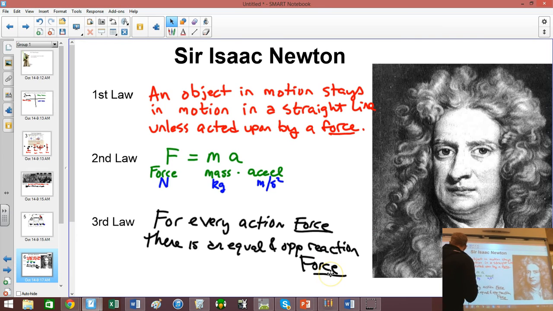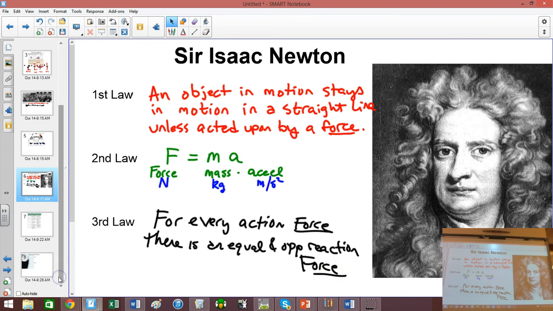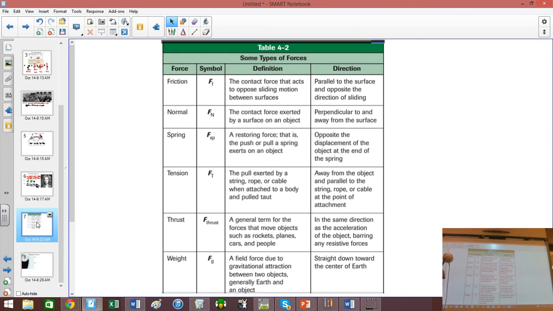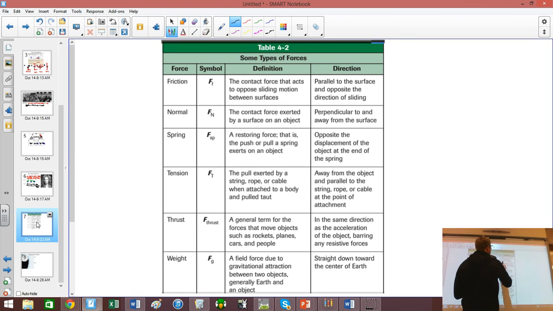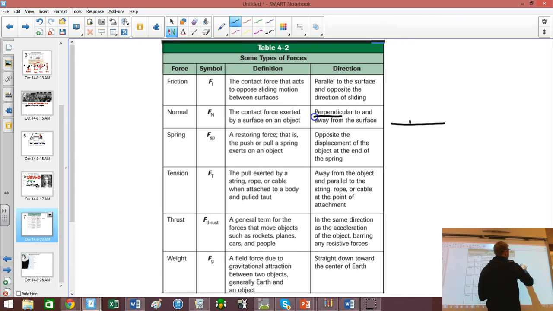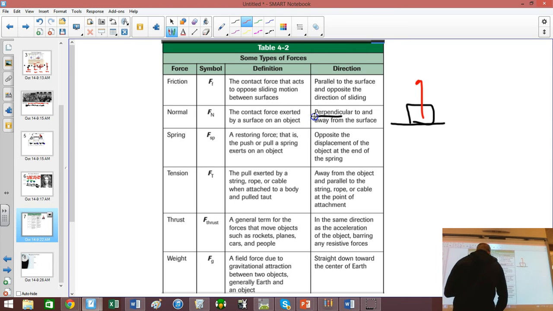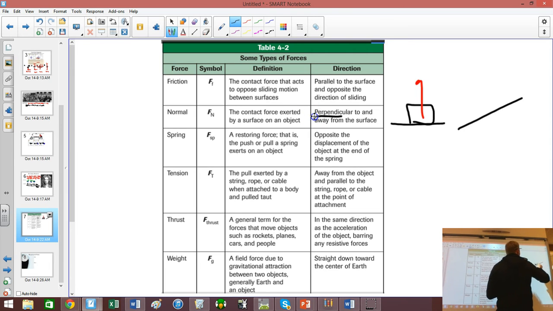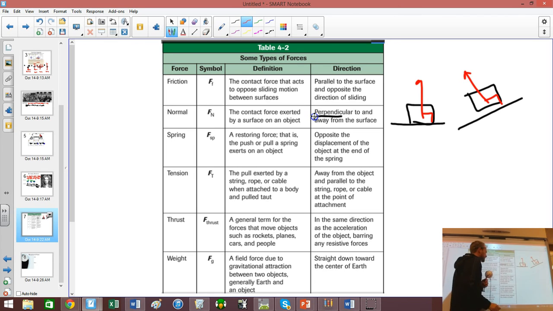The last thing I wanted to talk about today, here's a list of some of the forces that you're going to see. Friction, it always opposes motion. The normal force, as we talked about, is a supporting force. It's always perpendicular to a surface. So if you've got a flat surface, the normal force points straight up. If you've got an inclined plane, that means the normal force is acting at an angle, but it's always at a right angle to the surface.